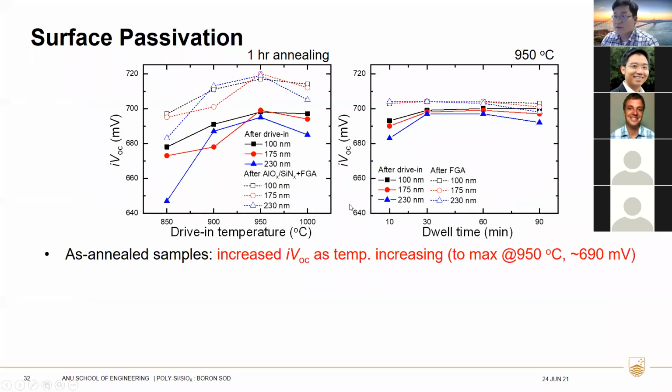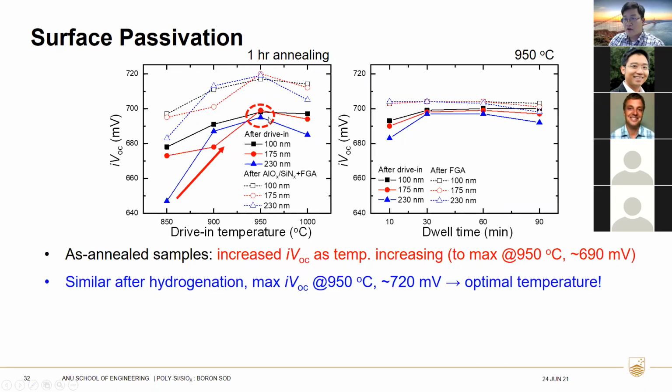So as you can see from the figure here for the surface passivation, we first study the effects of driving temperature on the passivation. As you can see, increasing the temperature shows an increase in iVoc on the symmetric sample, and it reaches the maximum at 950 degrees with an iVoc of around 690 millivolts.